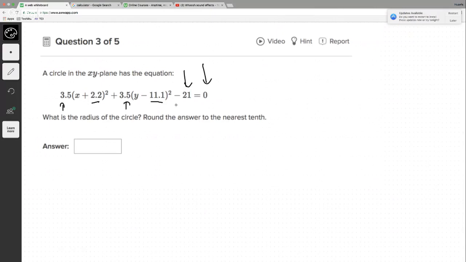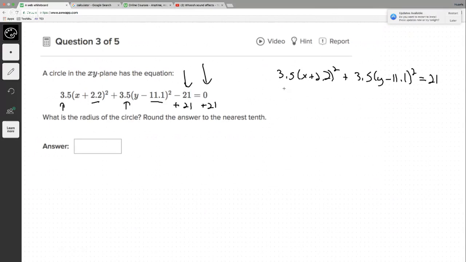So let's first move this 21 away from the left side to the right side. I'm going to add 21 to both sides. So now I'll rewrite this as 3.5, it's going to be a lot to write, x plus 2.2 squared plus 3.5, y minus 11.1 squared equals, now that equals 21. The 21's been moved over. We're almost there now, but now we have the 3.5s that we also don't want. So we need to get rid of those.